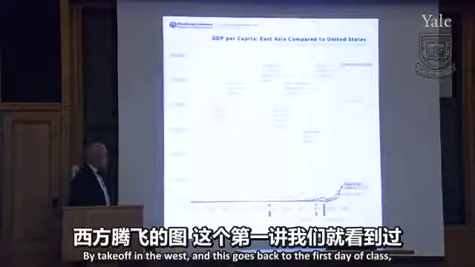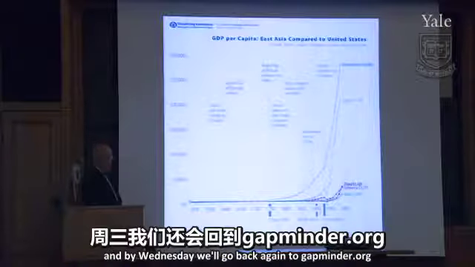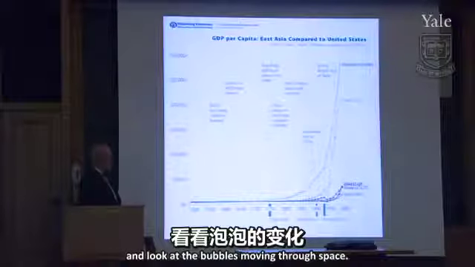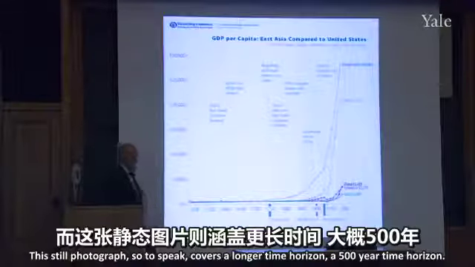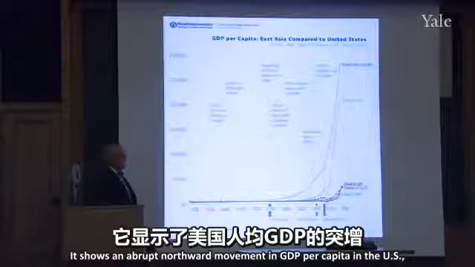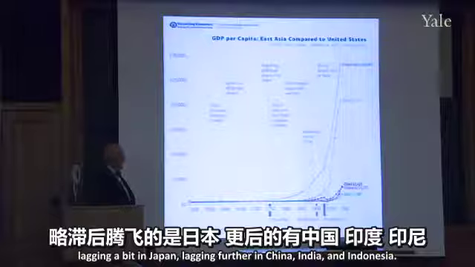By takeoff in the West, and this goes back to the first day of class, and by Wednesday we'll go back again to gapminder.org and look at the bubbles moving through space. This still photograph, so to speak, covers a longer time horizon, a 500-year time horizon. And it shows an abrupt northward movement in GDP per capita in the US, lagging a bit in Japan, lagging further in China, India, and Indonesia.